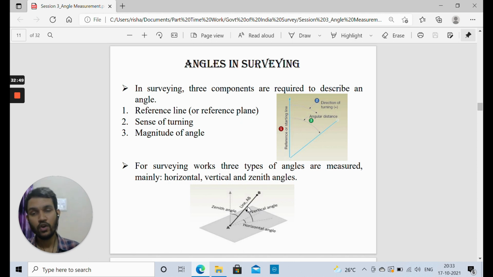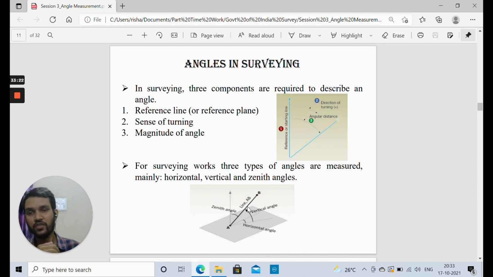Second one is the sense of turning. With reference to that reference line or reference plane, the turning means in which direction we will be taking the angle. Either it will be clockwise or counterclockwise. This also we need to keep track of, then only we can measure the angle. And the last one obviously is the magnitude of the angle. Okay, only if these 3 things are known to you can you report an angle. If any one thing is not known to you, then you can't report the actual angle or the actual direction in which the survey has to be done.